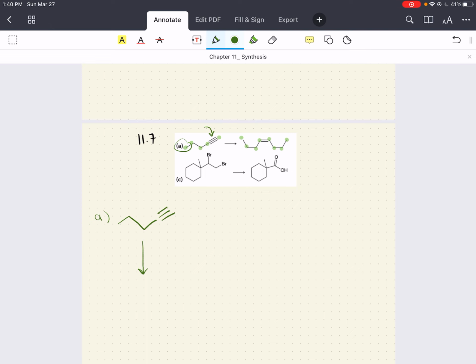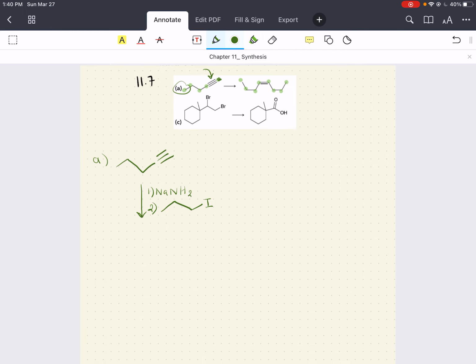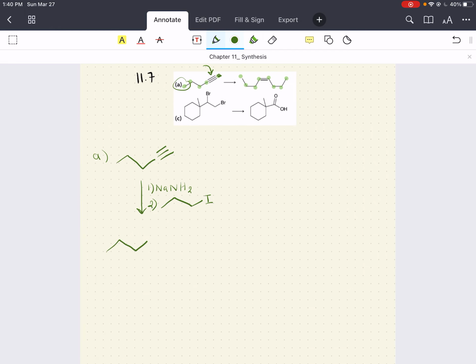So we're going to do the same technique we just saw. NaNH2, and then whatever we want to add, a 3 carbon chain, 1, 2, 3, attached to iodide. So this is the group we want to add to this terminal side of the triple bond. What do we get as a result? Well, we get something that looks like this. Fantastic. 1, 2, 3. Sorry, I almost missed a carbon there. Perfect. 1, 2, 3. All right, cool.